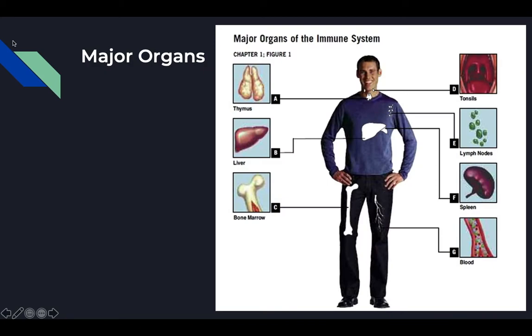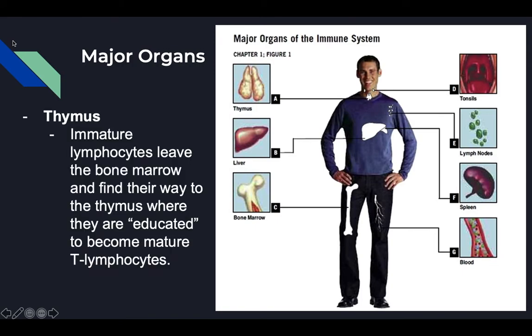So, those are the cells, and now we are going to talk about the different organs within the immune system. Not very many, we just have a few to go through. So, first we're going to talk about the thymus. The thymus is where immature lymphocytes leave the bone marrow, we'll talk about bone marrow later, and find their way to the thymus where they are educated to become T lymphocytes.